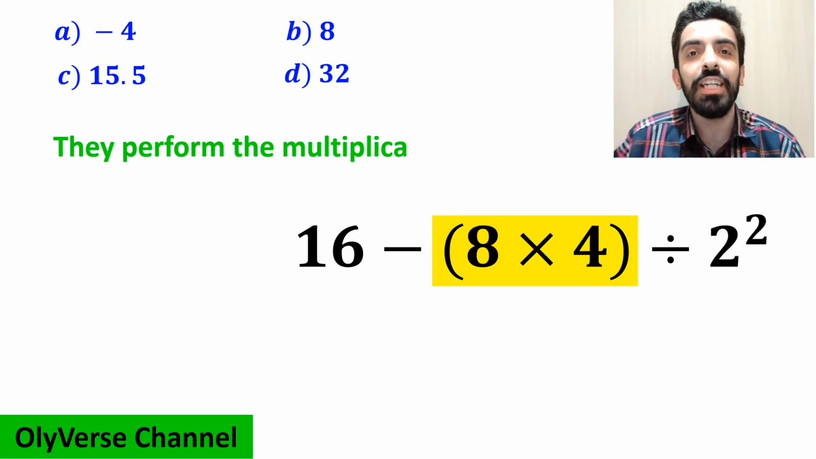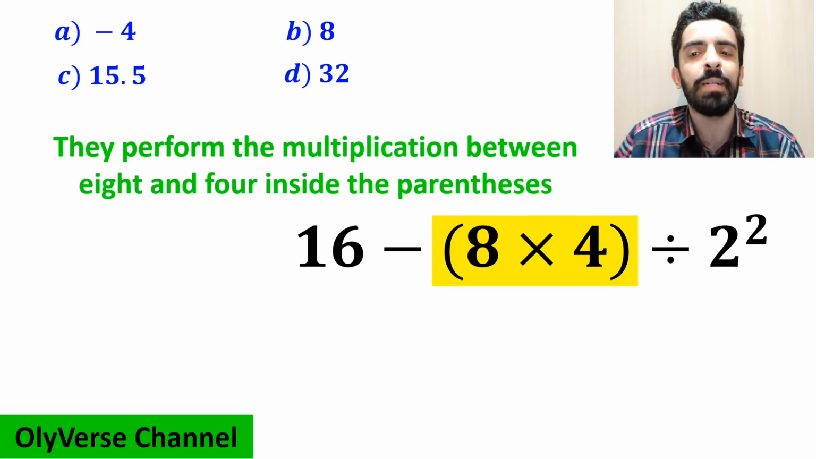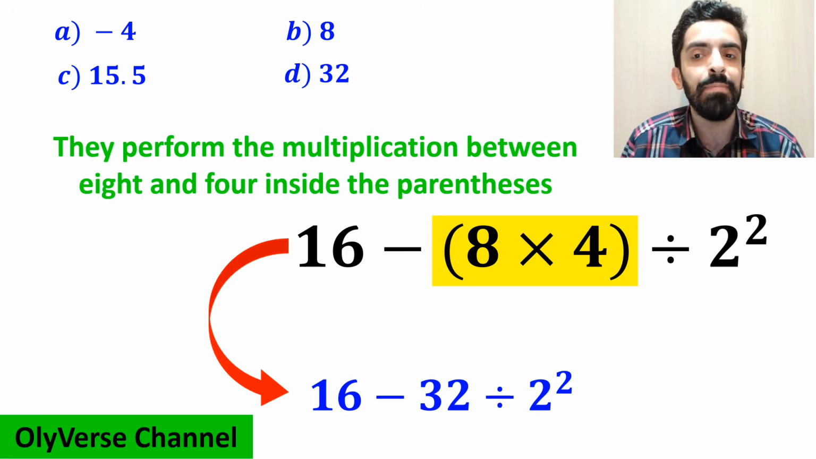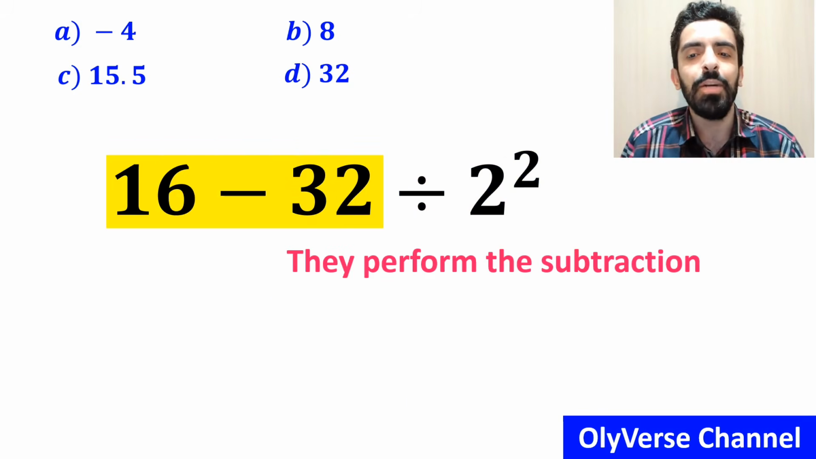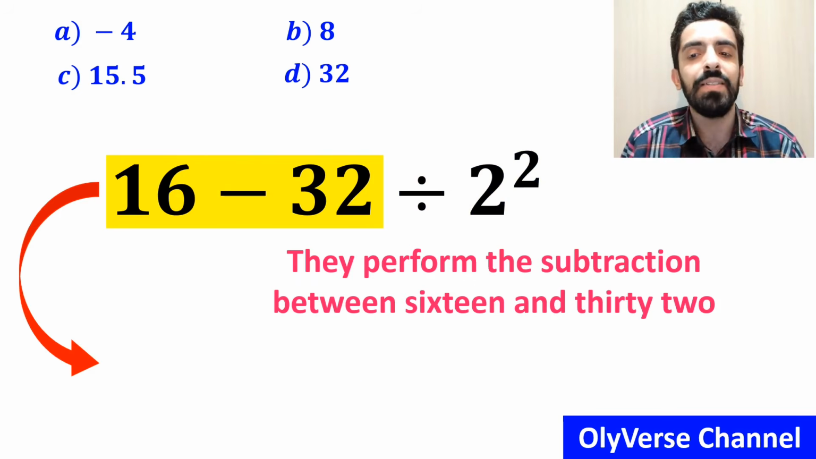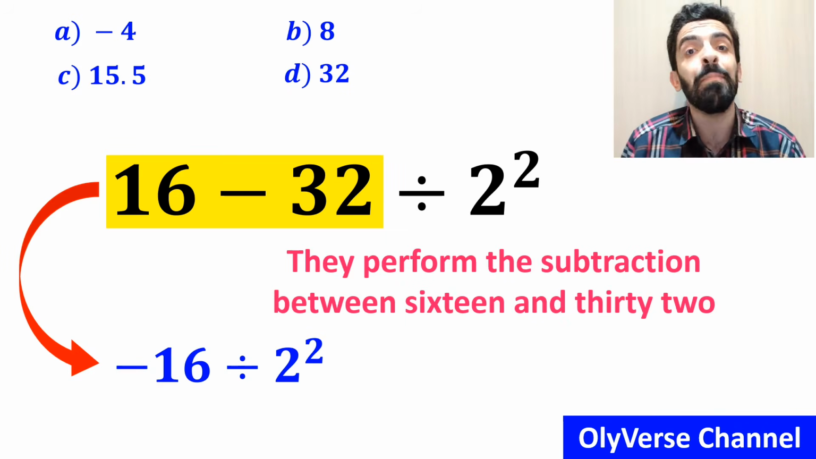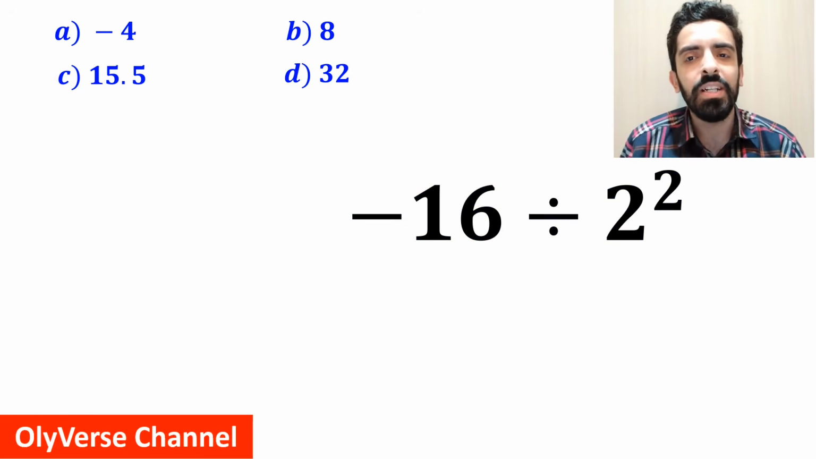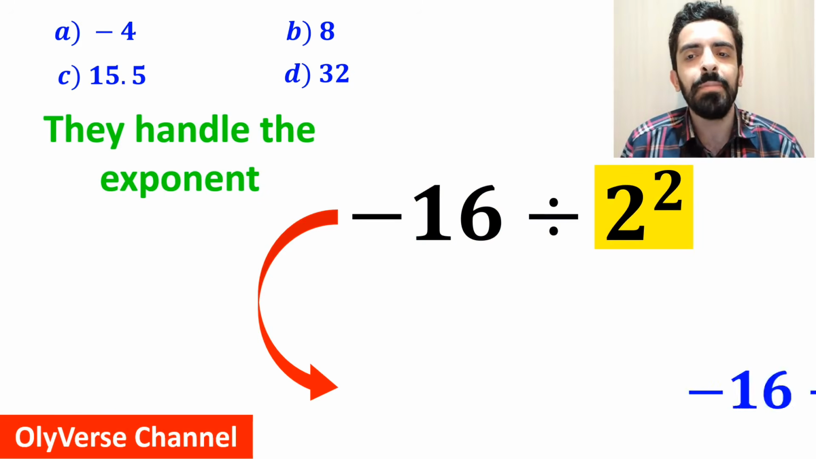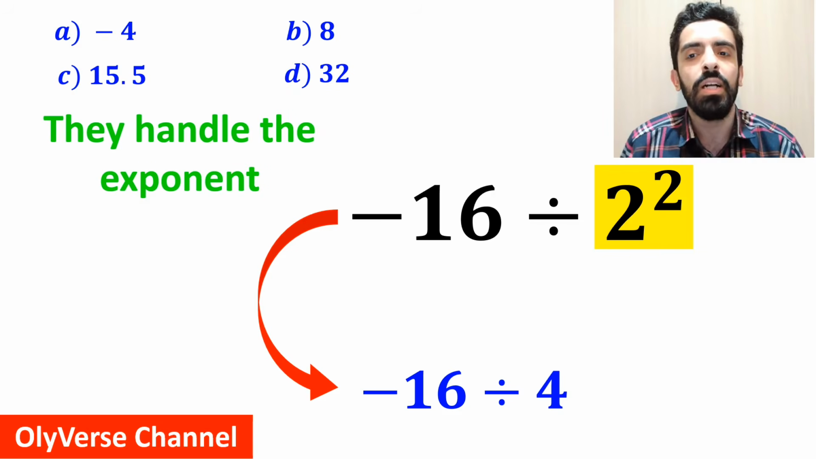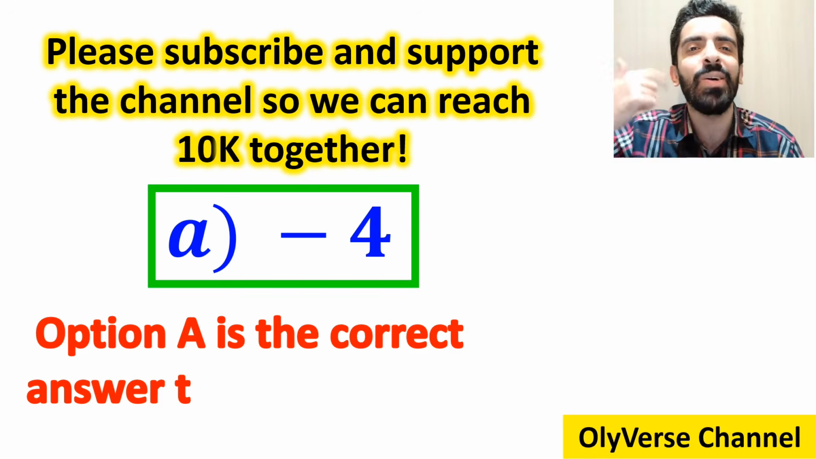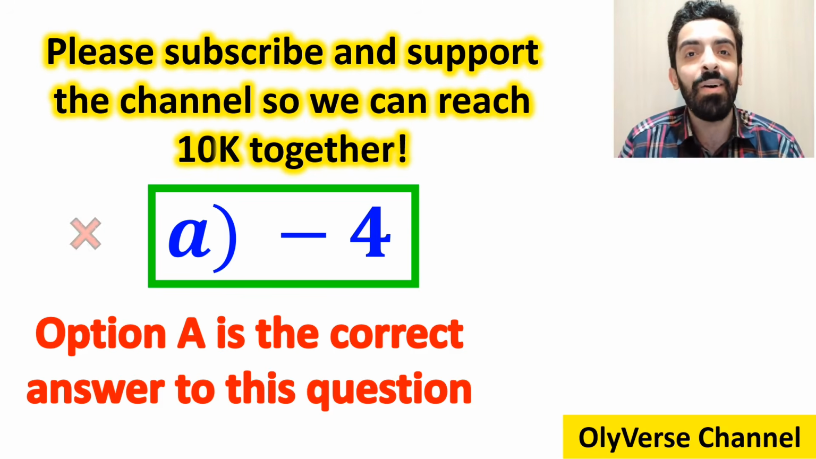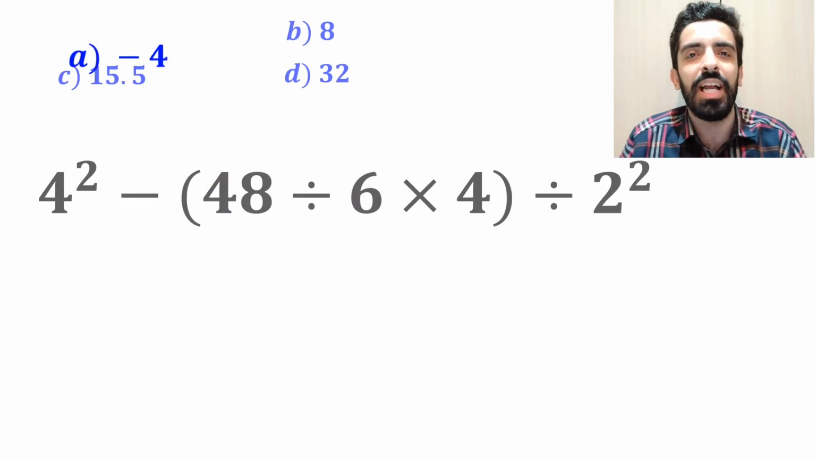Then, they perform the multiplication between 8 and 4 inside the parentheses and write this expression as 16 minus 32 divided by 2 squared. Next, they perform the subtraction between 16 and 32 and simplify this expression to negative 16 divided by 2 squared. And in the final step, they handle the exponent and write this expression as negative 16 divided by 4, which ultimately gives them the answer negative 4. And immediately, they conclude that option A is the correct answer to this question. However, it's not the correct answer to this question.